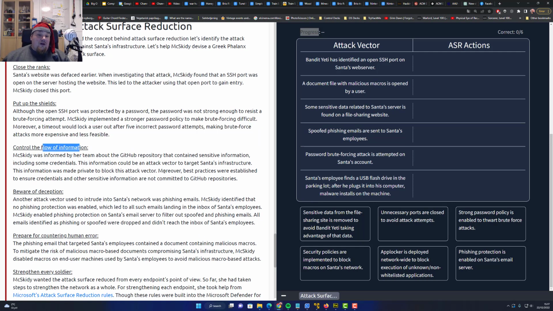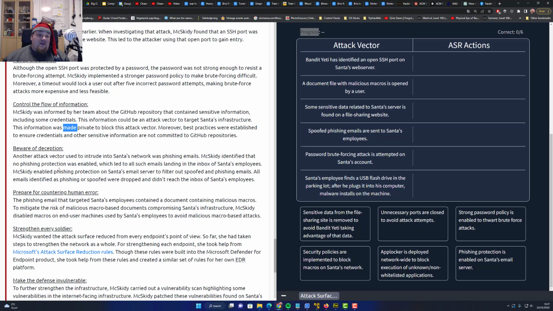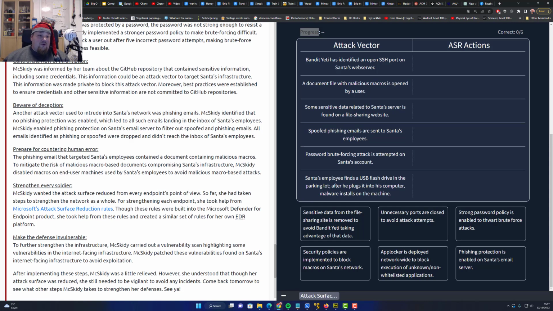Control for information could be where a repository contains sensitive information. This information could be an attack vector to target sensitive infrastructure, so maybe it should be made private. So yes, make sure information is only accessible by those who need to have access. Beware of deception, which is, I guess, phishing and stuff. Prepare for countering human error. So phishing emails and stuff are also a big problem, and that's really something we need to pay attention to.